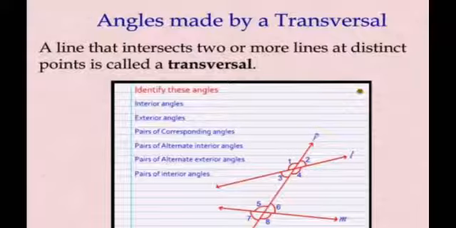Now last is the pair of interior angles. Here the pair of interior angles are angle 4 and angle 6 and angle 3 and angle 5. So these are the different angles.